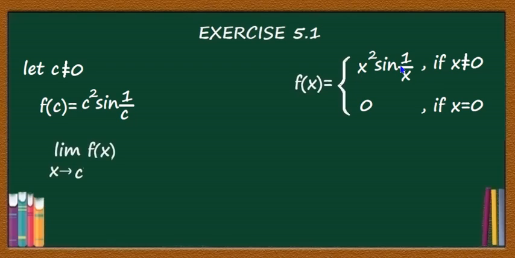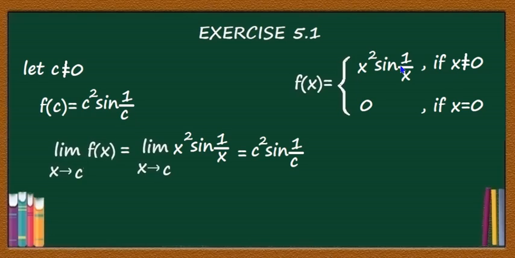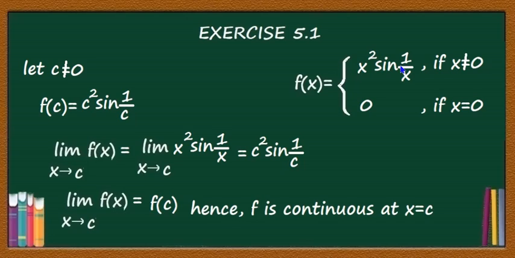And limit x tending to c, f of x equals limit x tending to c, x square into sin 1 by x, that's equal to c square into sin 1 by c. Here the limit of the function is equal to the value of the function. Therefore the function is continuous when c is not equal to 0. That is, at all the points c where c is not equal to 0, the given function is continuous. And we have to check the continuity of the function at c equal to 0. When c is equal to 0, you have to check whether this is continuous or not.